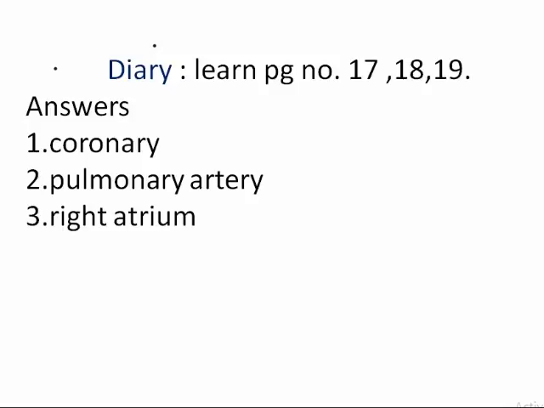So here are the answers of the questions: coronary artery which supplies blood to the heart muscles, and pulmonary artery which contains deoxygenated blood, and the right atrium which receives blood from the body.